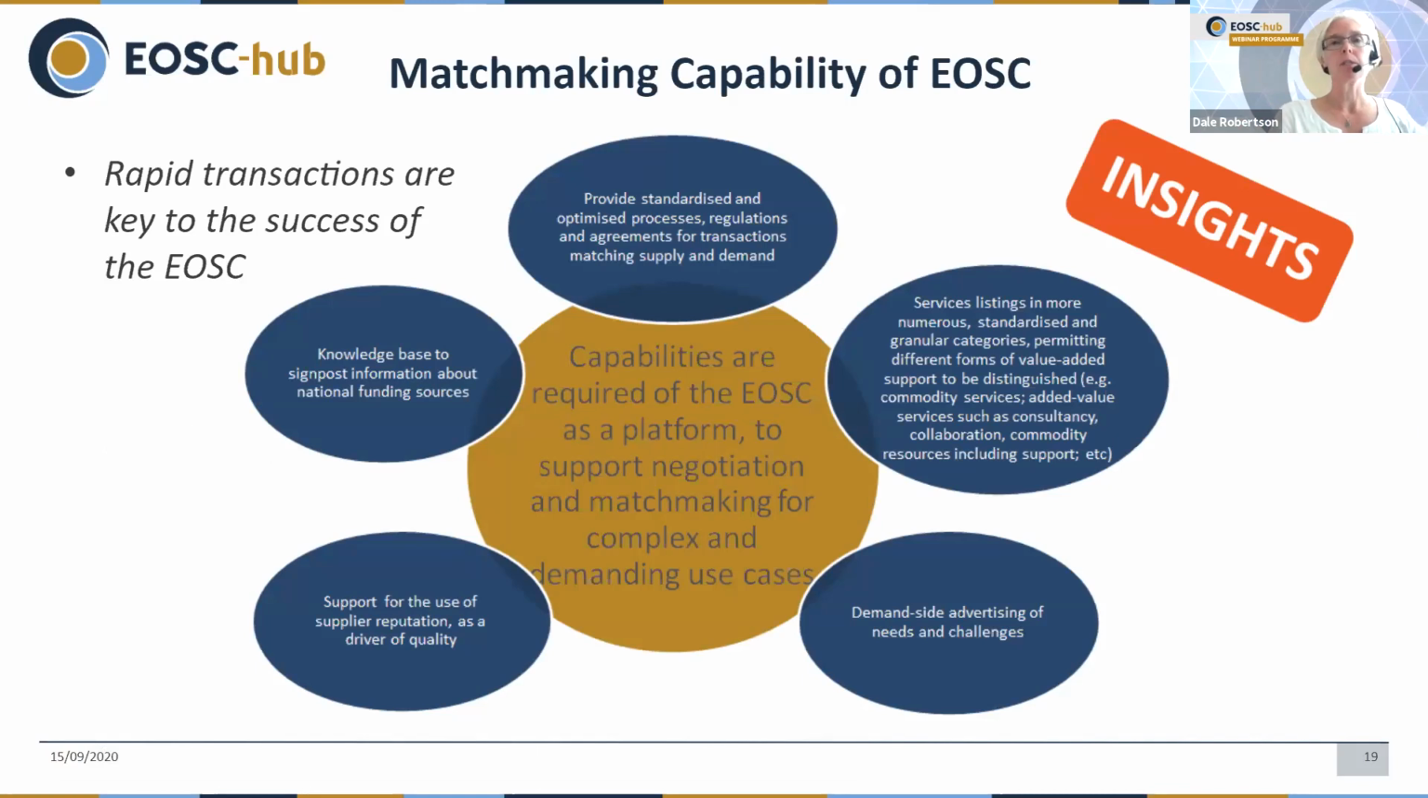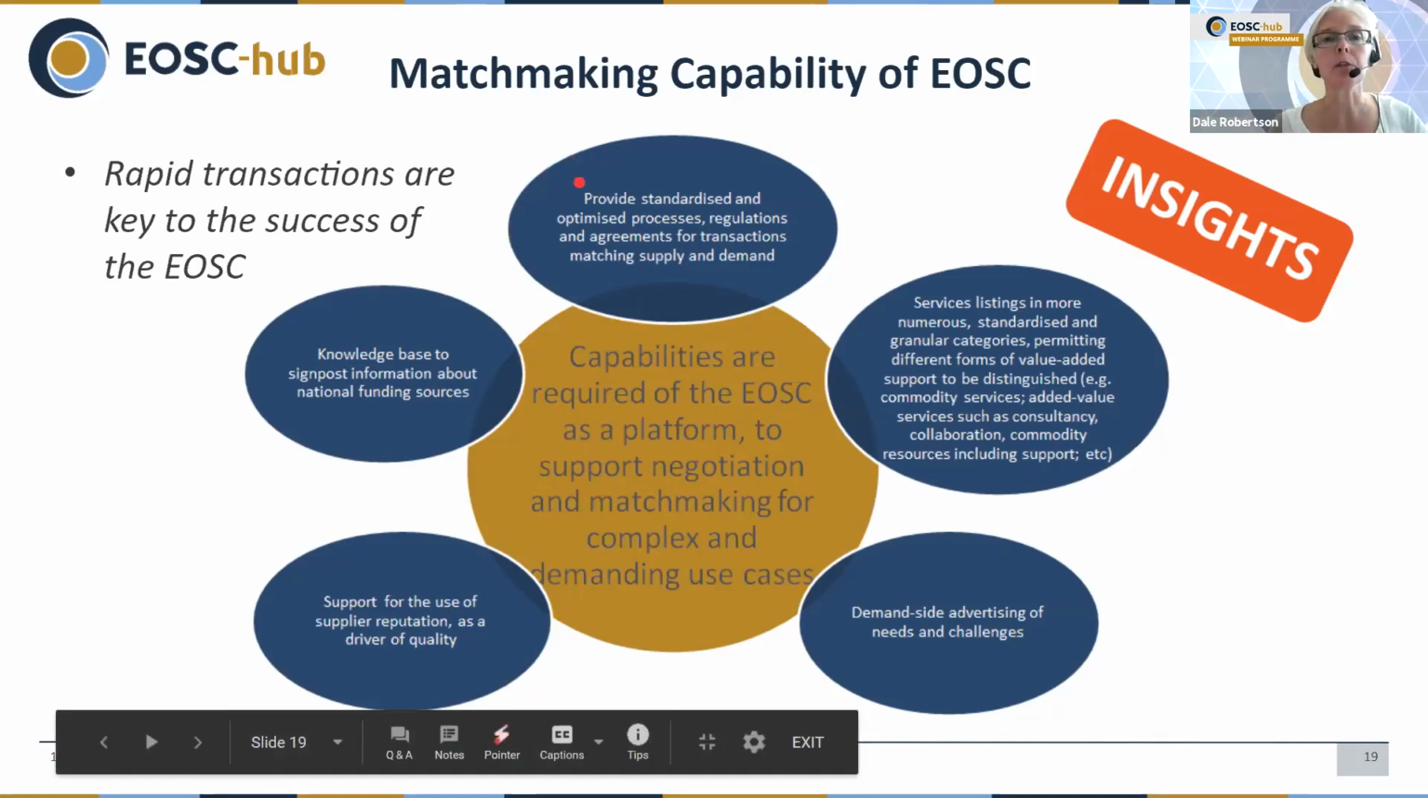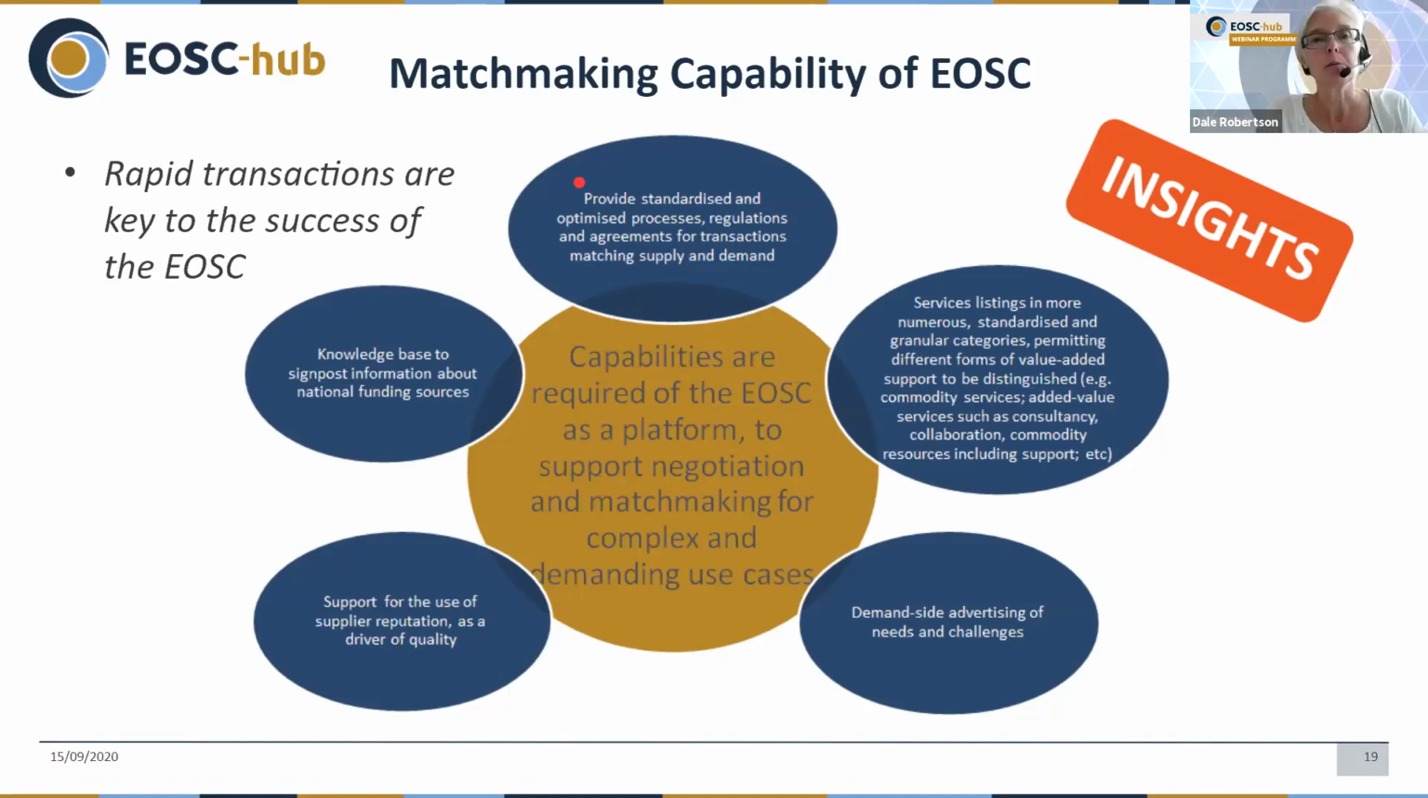So firstly, concerning the matchmaking capability of the EOSC. This is the EOSC as a platform, essentially, which can help to bring user demand and supply in contact with one another in what we talk about as transactions. The overall insight here is that capabilities are required of the EOSC as a platform to support negotiation and matchmaking for complex and demanding use cases. So the EOSC could provide, starting at the top here, standardized and optimized processes, regulations, and agreements for transactions which match supply and demand. That would be very helpful for it to go further than it currently does.